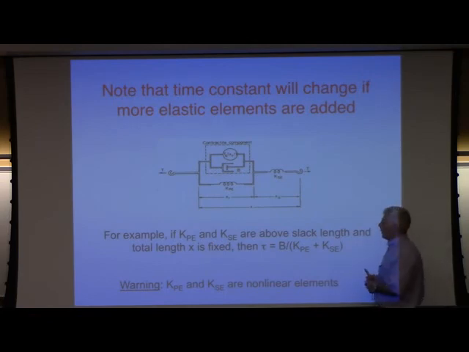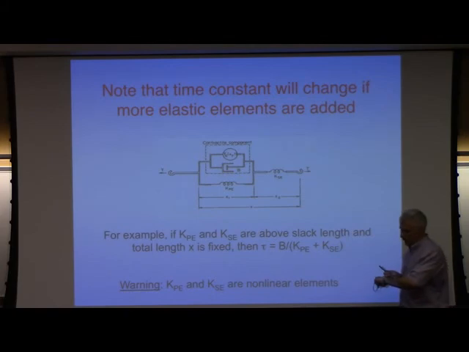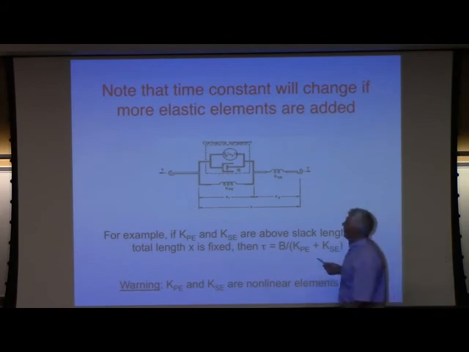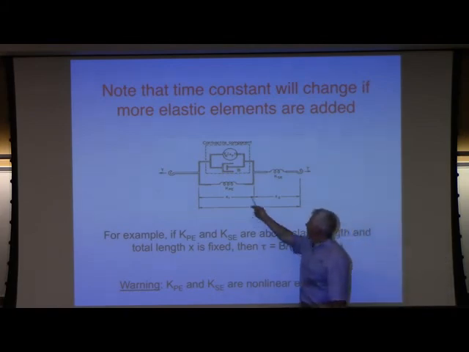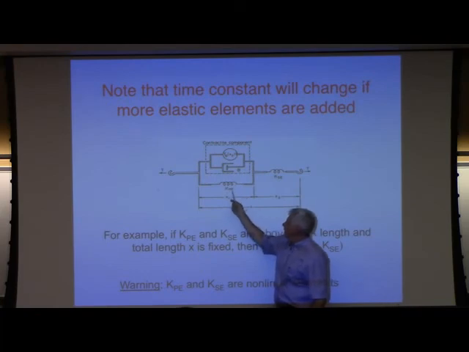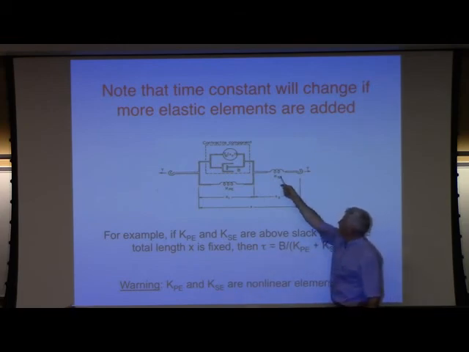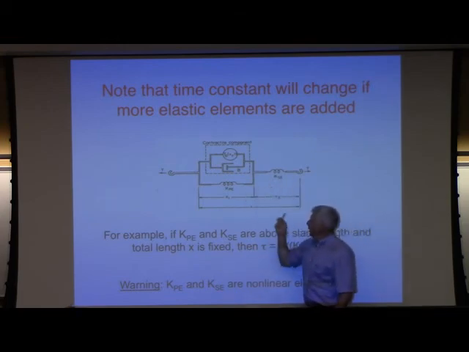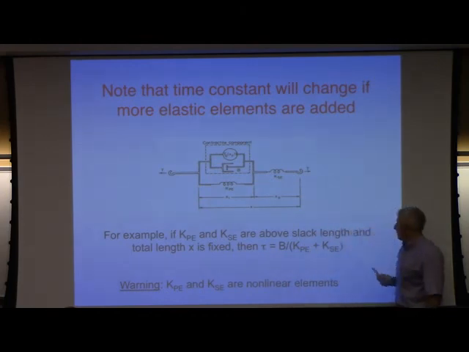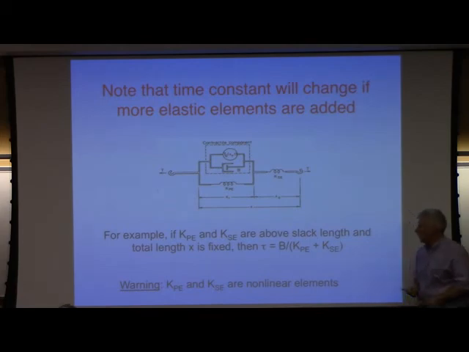The only warning here, of course, is that you have to compute the time constant. You have to figure out whether you are above or below slack length, for instance, where we talked about this guy going below slack length. If this guy's below slack length, then the time constant is tau over k to c. If these are above slack length, then the time constant is different. It's going to be b over kp plus k to c. So just be aware of whether you're above or below slack length.